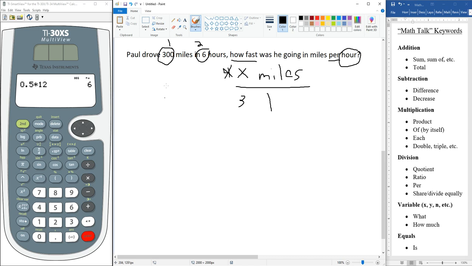So over here, we're going to do miles over hours. Now, we can also do hours over miles. It doesn't matter as long as we keep it consistent. And I'm going to solve it both ways just so you can see what I mean. Okay, so miles over hours. Well, I have 300 miles in 6 hours. Okay, and down here, that would be 6 hours to go 300 miles.